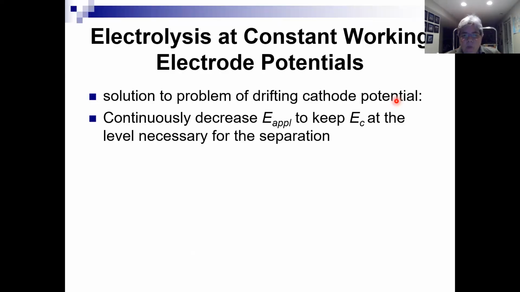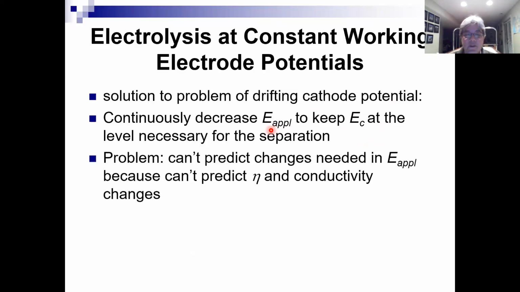So one solution is if I could just keep changing the E applied to keep that cathode where I want it, then I could get a proper separation. But unfortunately, I can't really predict how the overpotential and the conductivity are going to change.